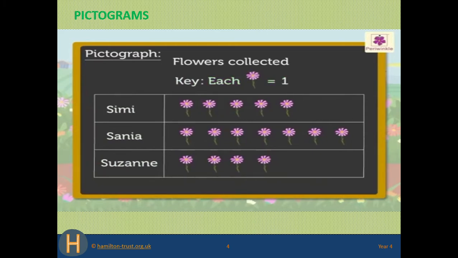Now, let's see how we can read this pictograph of the flower farm example. The title, Flowers Collected, tells us the pictograph is about the number of flowers collected. The labels give us the information of who collected the flowers. The key tells us that each flower picture is equal to 1 flower. Hence, from the pictograph, we can say Simi collected 5 flowers, Sanya collected 7 flowers, and Suzanne collected 4 flowers.